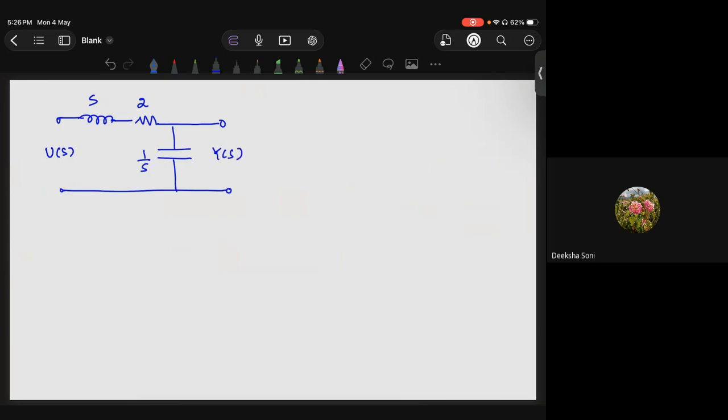Sir, I have done it through this method, and then I got the equation s square plus 2s plus 1 is equal to 0. What is it? S square plus 2s plus 1. What is it meant for?